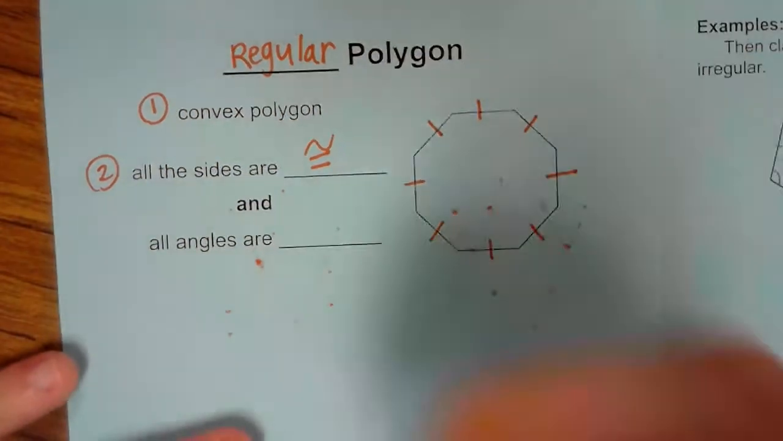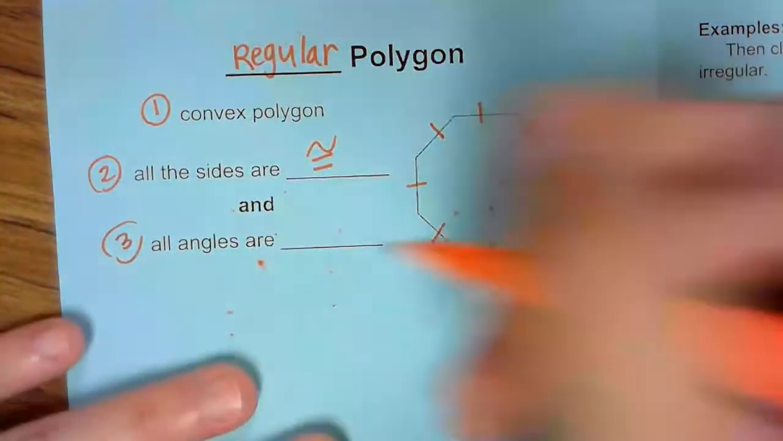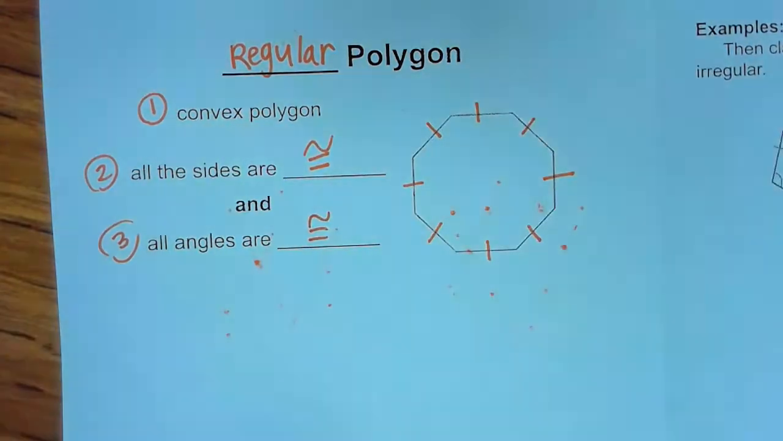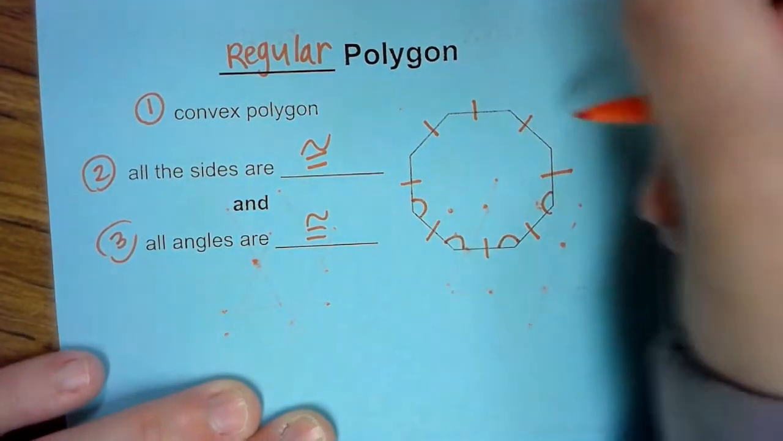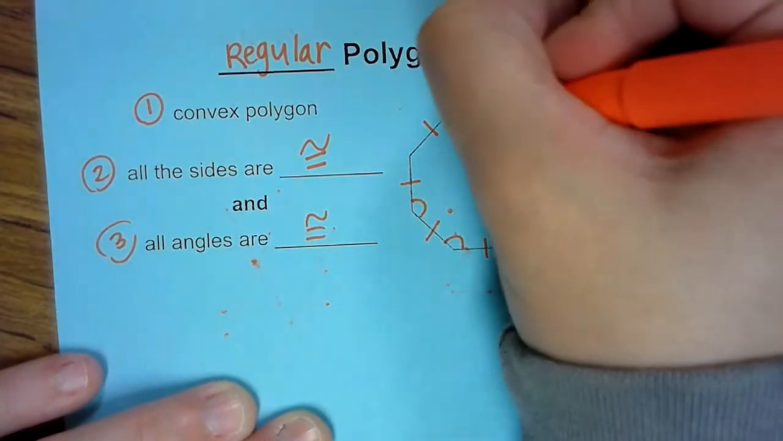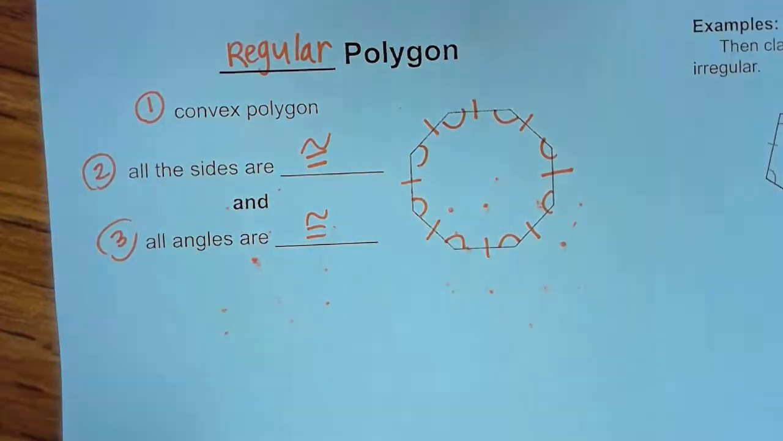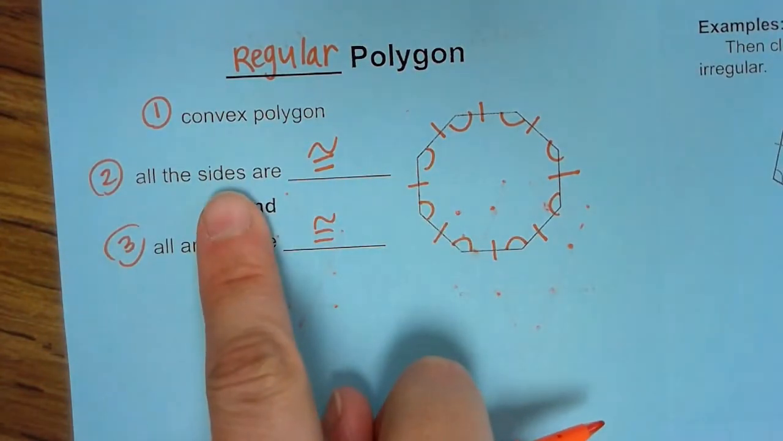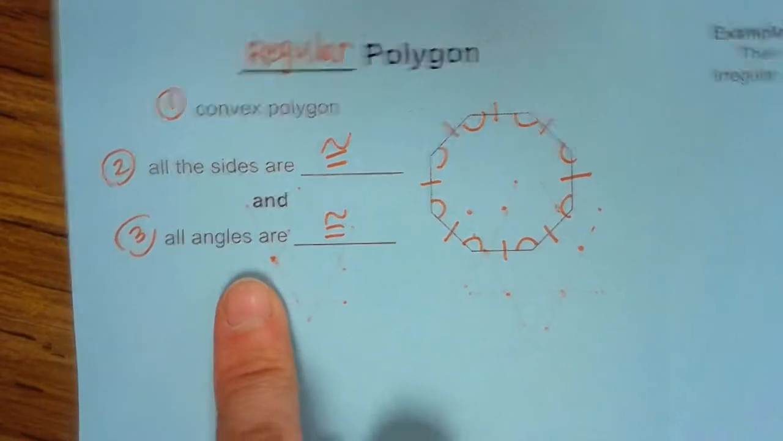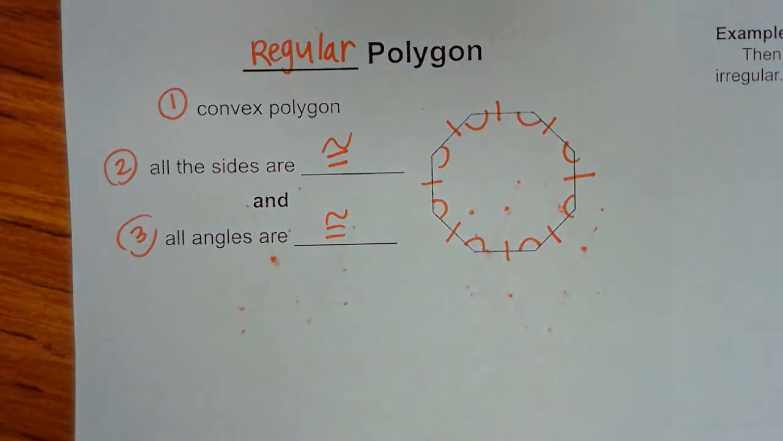And the last thing that needs to happen for it to be regular is that all the angles are also congruent. So again, I've got to tell you that for sure. We don't assume anything in geometry. And now I can say with confidence that this is a regular polygon. It's convex. All the sides are congruent. All the angles are congruent. All right, so let's do a couple of examples of that.